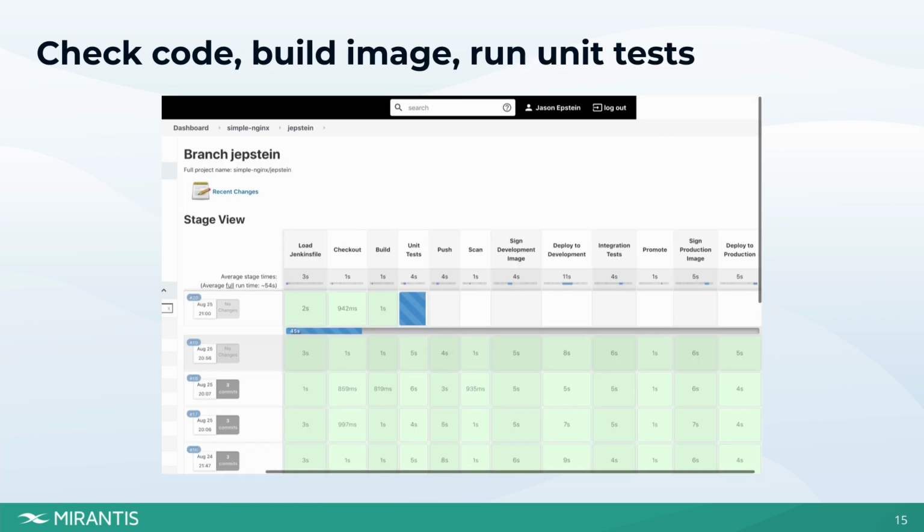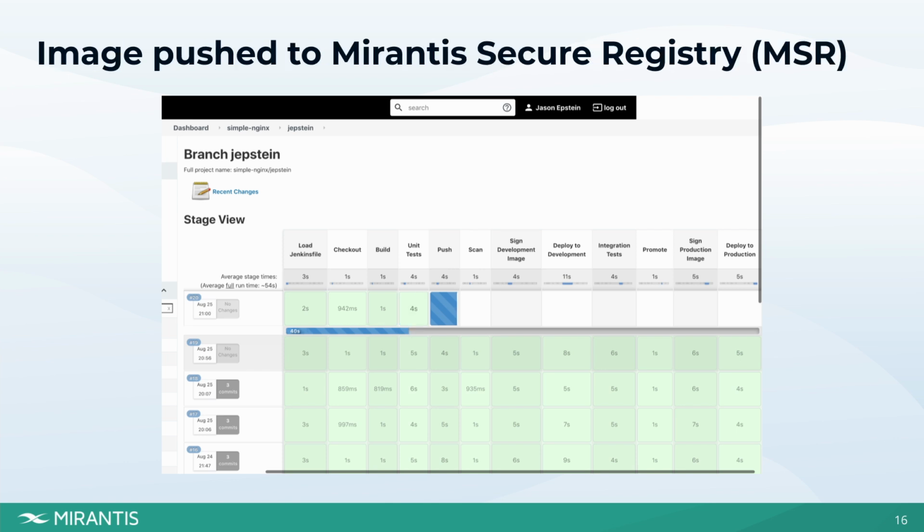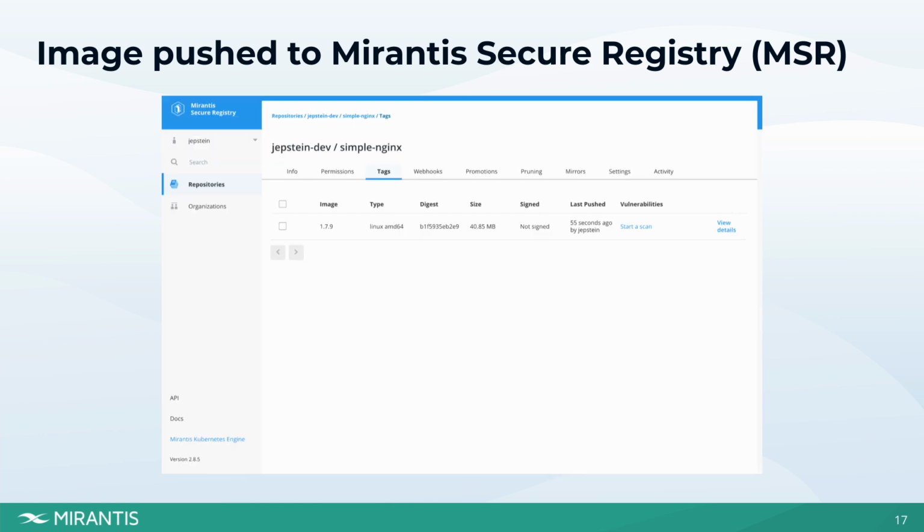Jenkins will check out the code, build it into a container image, and run its own unit tests. Then it'll push the container image up to a registry. This shows the Mirantis Secure Registry (MSR) with the image that Jenkins built pushed into it. This is an old version of Nginx, 1.7.9, which some of you may know is like 5 or 6 years old. So we're going to see some interesting results when we scan it.